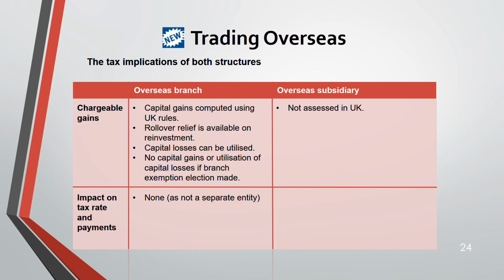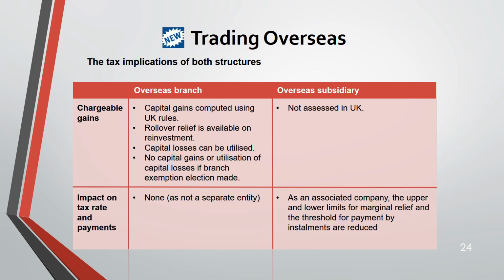Next, impact on tax rate and payment, none. For an overseas branch, no impact. It is not a separate entity. But if it's an overseas subsidiary, there is an impact because this is an associated company. So this will have an impact on your upper and lower limits for marginal relief, and the threshold for payment by installments is reduced.